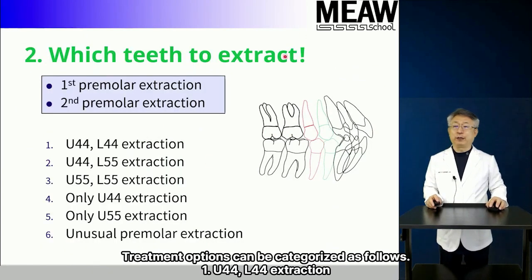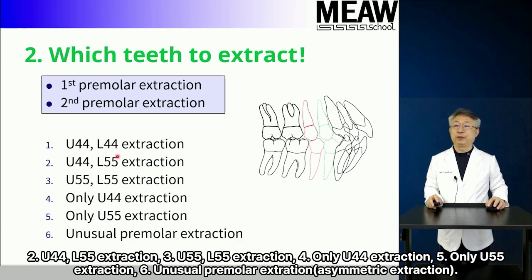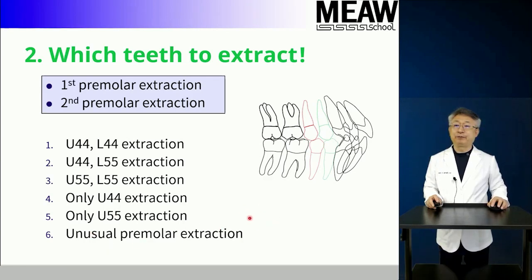Treatment options can be categorized as follows: 1. 14 or 44 extraction. 2. 14 or 55 extraction. 3. 15 or 55 extraction. 4. Only 14 extraction. 5. Only 15 extraction. 6. Unusual premolar extraction. Asymmetric extraction.